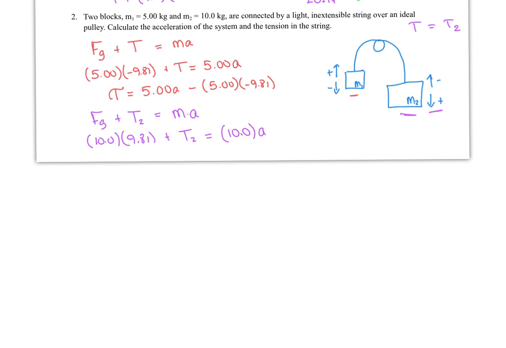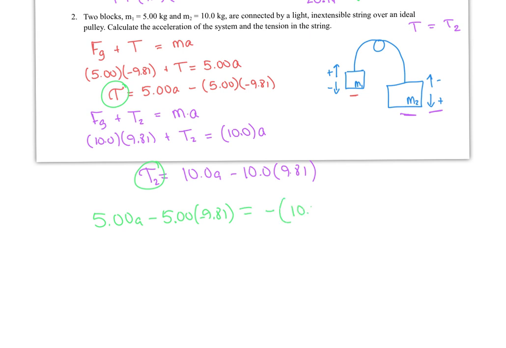Now that we have that, we are going to just solve here for the T2. That's going to be 10A minus 10 times my 9.81. All right. Now, I almost can set them equal to each other, right? I have a T and a T2. So I can say that T should equal the negation of the T2. So we're going to negate that whole thing.